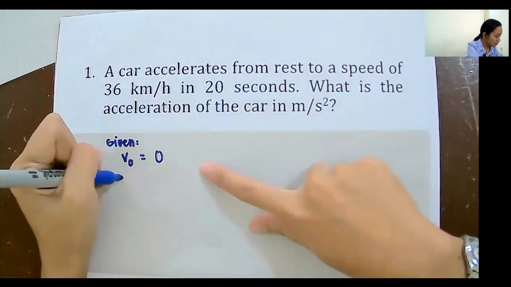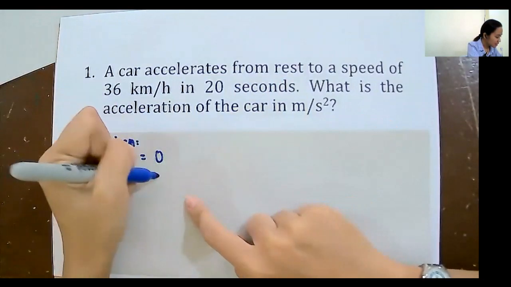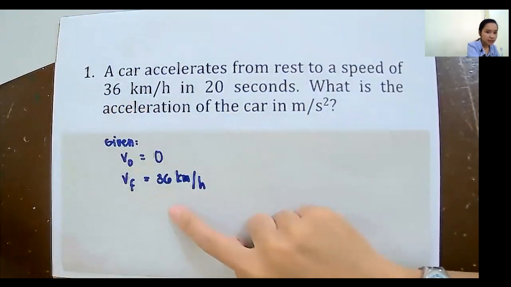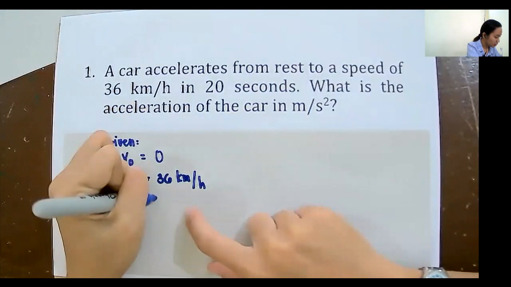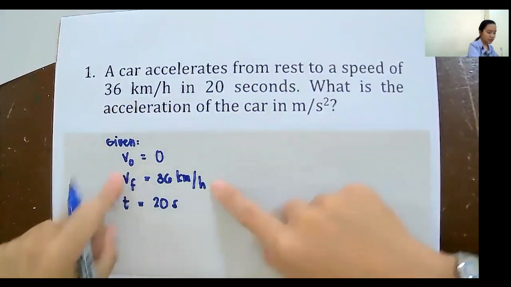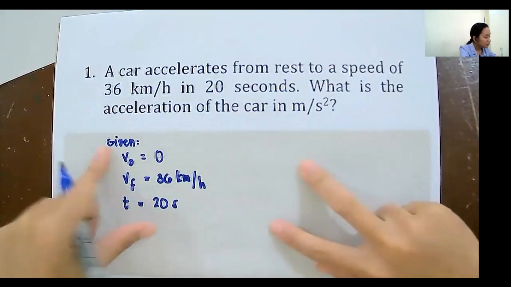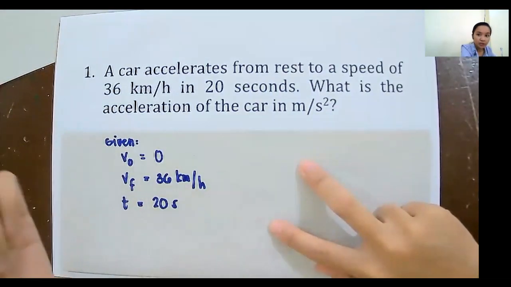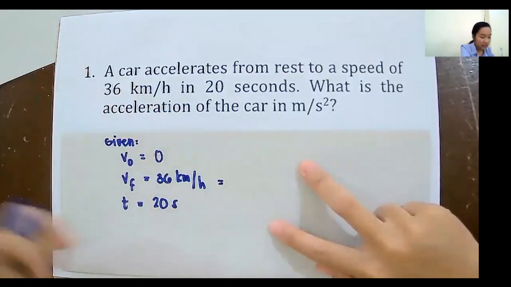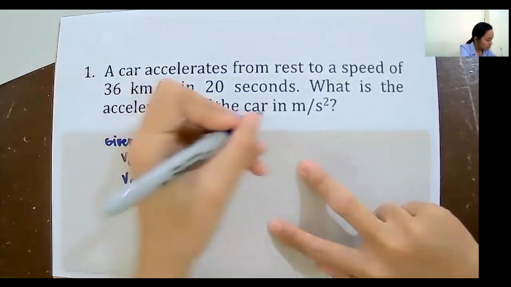And then it speeds up, so your final speed is 36 km per hour. And you're given a time of 20 seconds. So within 20 seconds, this is the velocity of the car after accelerating from rest. Since we are looking for an acceleration in meter per second squared, let's convert the speed into meter per second.